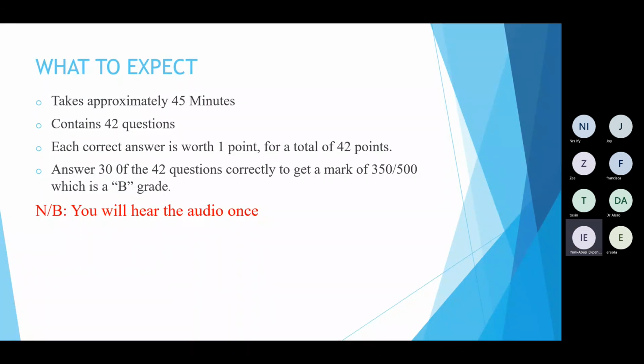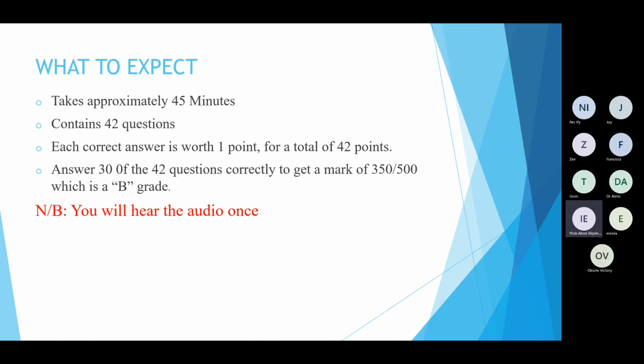Okay, so what to expect? The listening subtest takes approximately 45 minutes. The entire listening subtest, that's part A, B, and C, takes approximately 45 minutes and contains 42 questions. Each correct answer is worth 1 point, for a total of 42 points. All you need as a health professional to pass your OET is to score 30 over 42 correctly, and that will give you a B grade.